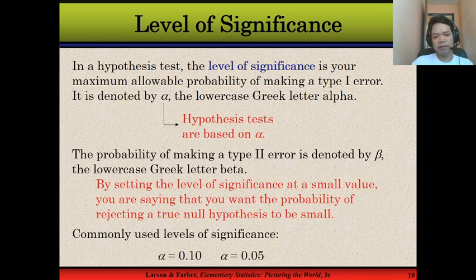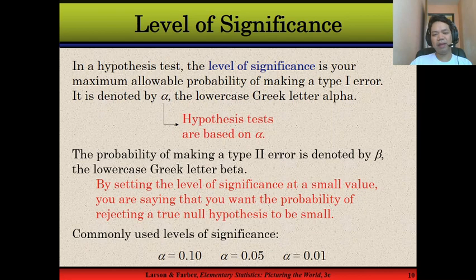Okay, so these are the commonly used levels of significance. We have alpha of 0.10, alpha of 0.05, and alpha of 0.01. So, kung i-recall nyo, familiar itong tatlong value na to, di ba? So, i-recall natin yung previous lessons natin about confidence interval. Meron tayong confidence level na 90%, 95%, at 99%.